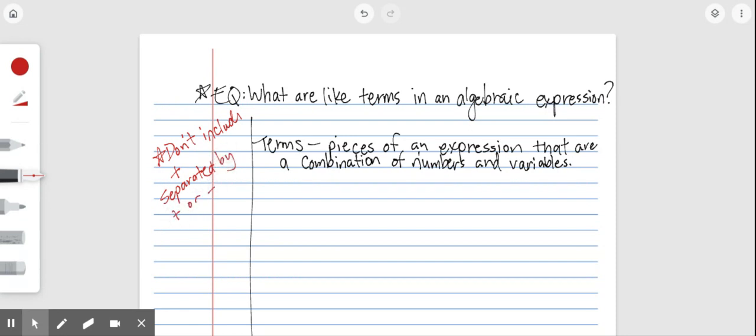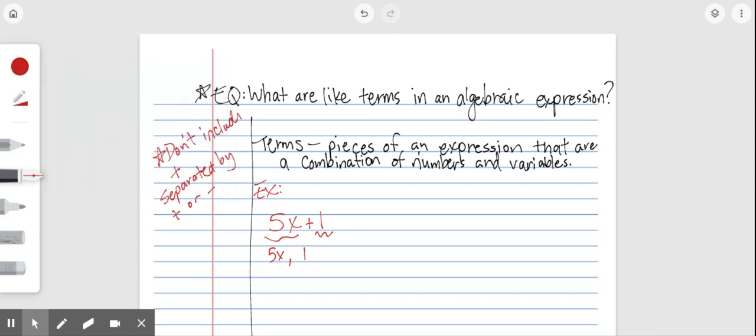So let's give some examples. If I have an expression that looks like 5x plus 1, then I have two terms. The first term is 5x. So 5x is a term. And the second term is 1. So again, the terms are the pieces that are separated by the addition, and they're a combination of numbers and variables.